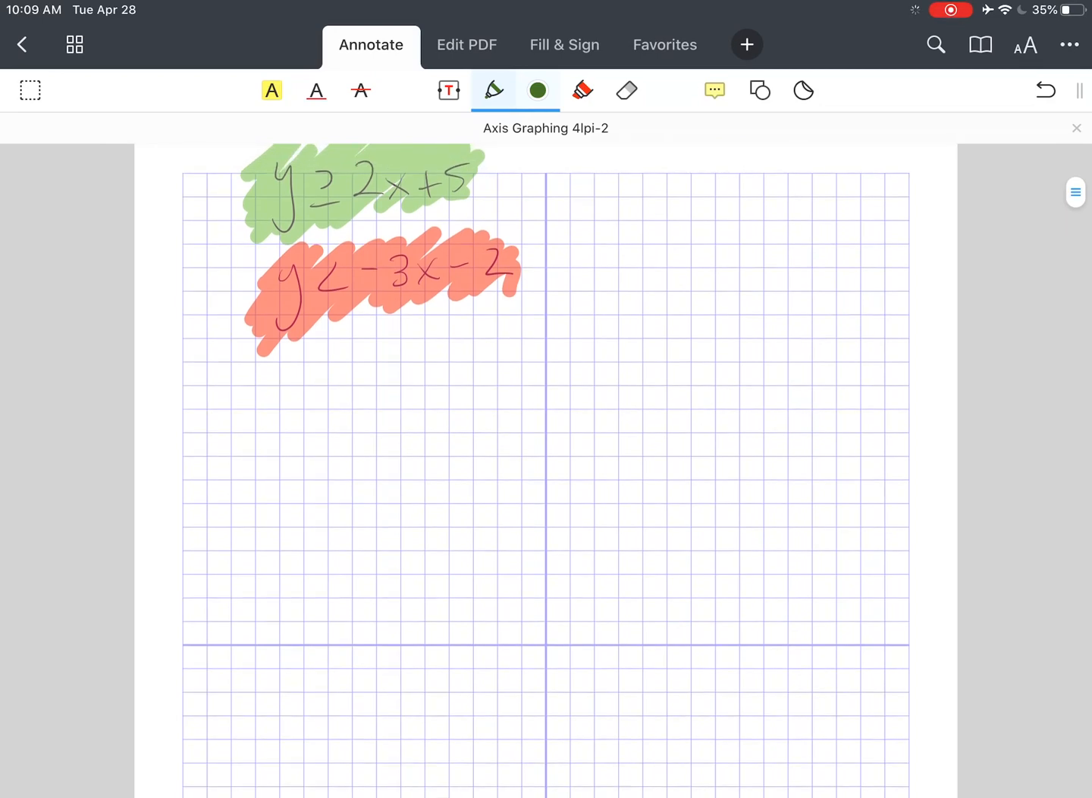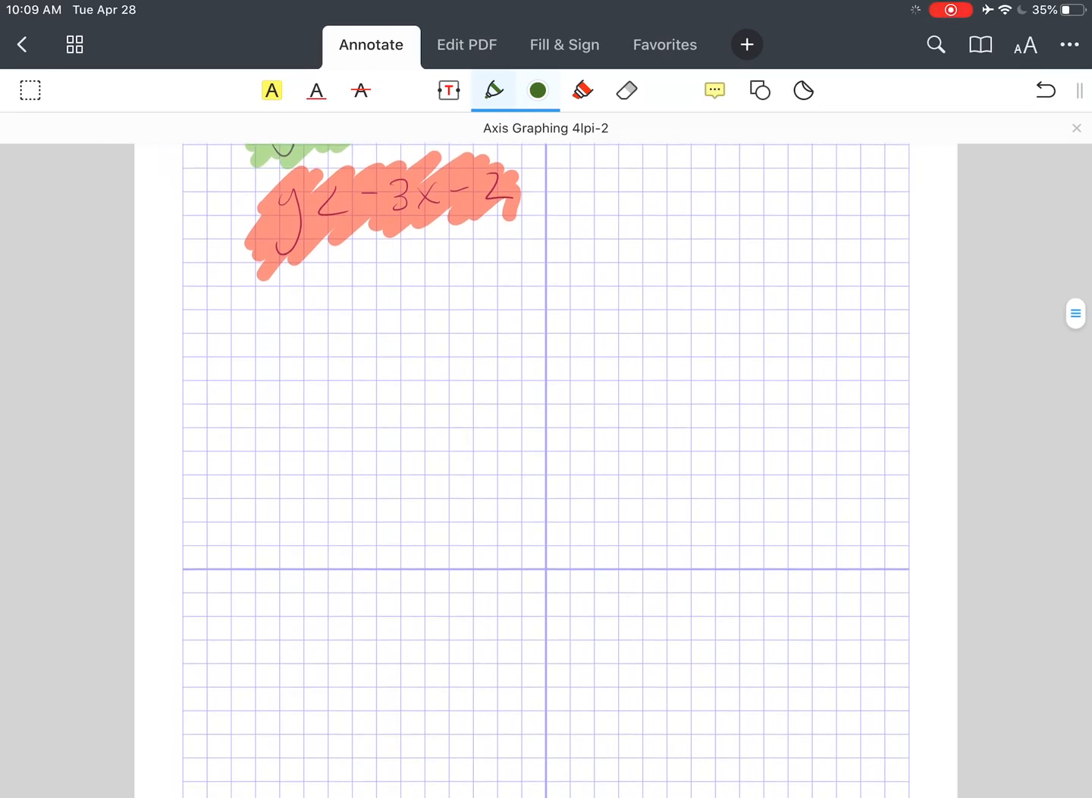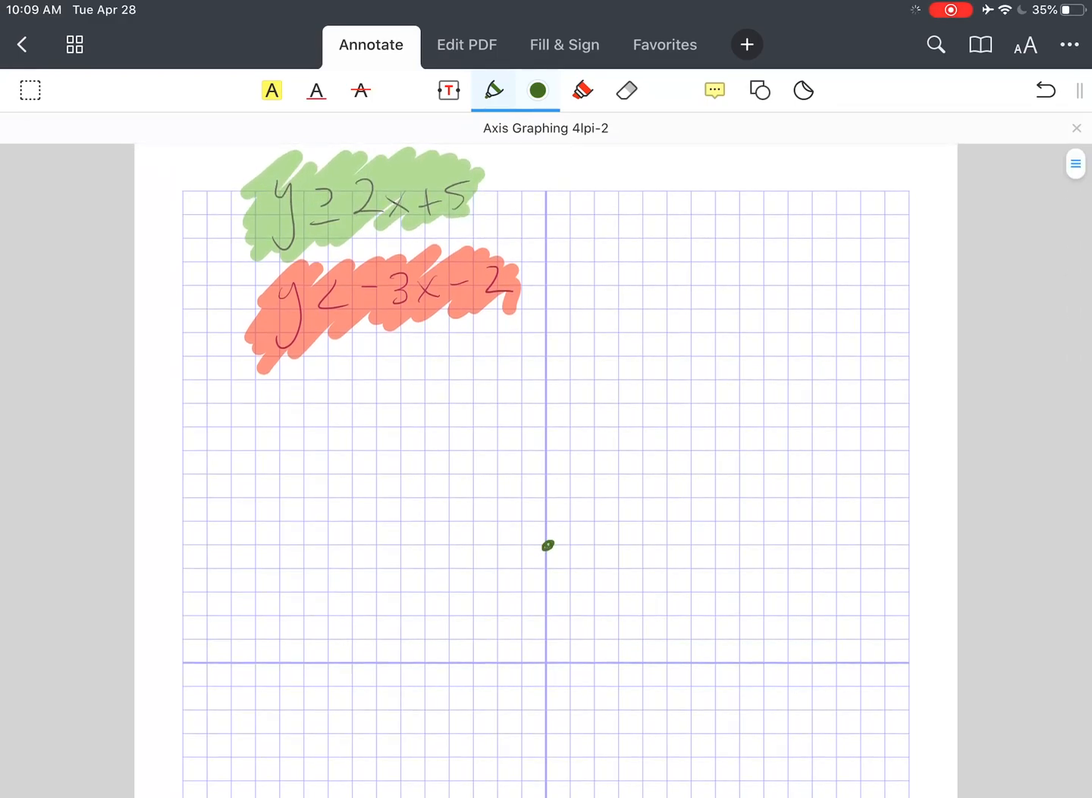So the first thing you want to do is graph both of these equations on the plane or on the grid. So y equals 2x plus 5. That means we're going to have a y-intercept of 5. That's green. And then the slope is 2 over 1, so that's going to be up 2, 1 over, up 2, 1 over, and so on.